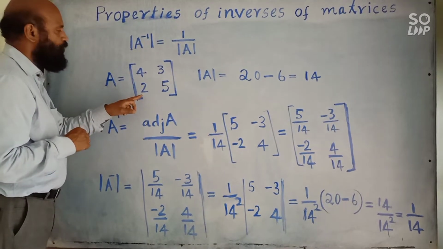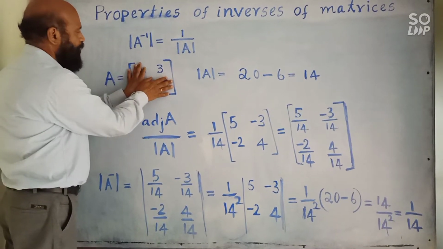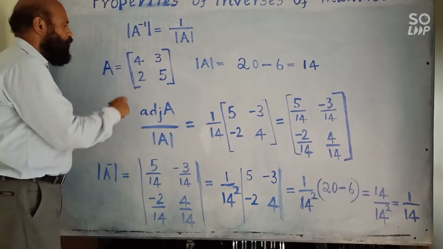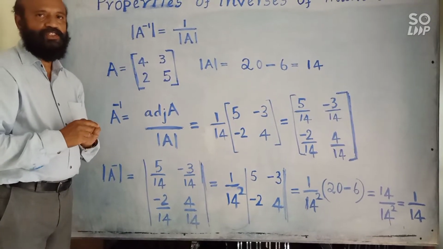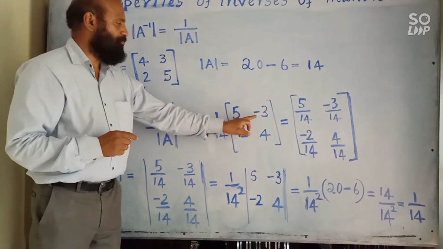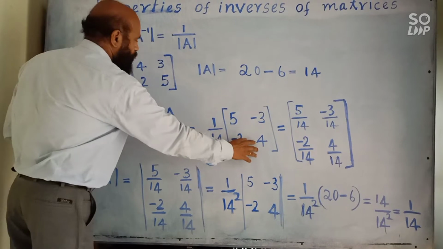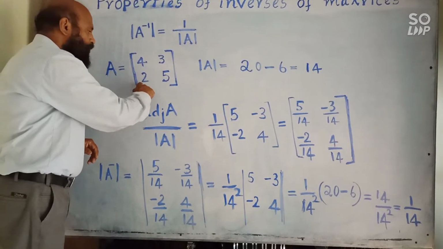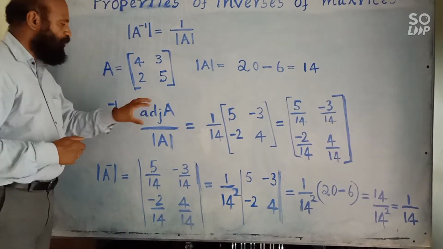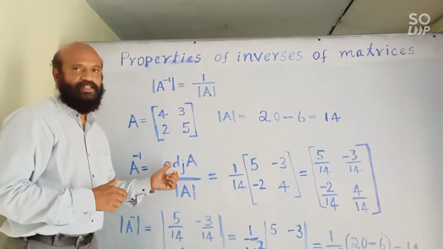Next, cofactor of this 2. Delete this row and this column, 3. So this 2 is in the second row, first column. 2 plus 1, 3, odd number. So that's why negative sign. Then cofactor of this 5 is 4. Cofactors of the elements of this row are written as the second column. So adjoint of a matrix is the transpose of the cofactor matrix.